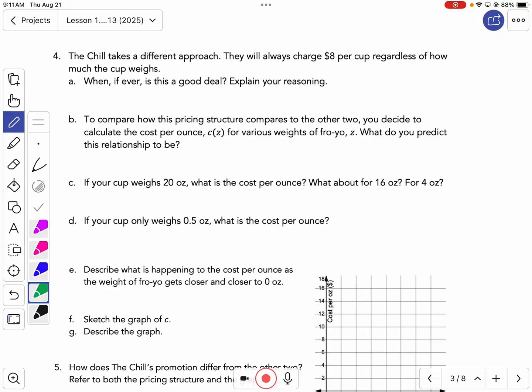Yeah, when we go over $8. So the more weight we order, the better the deal because it's only $8, right? But if I only order, let's say, a half an ounce, it's going to cost me $8 versus if I order 32 ounces, it's going to cost me $8. So it's a better deal if I'm ordering a large quantity.